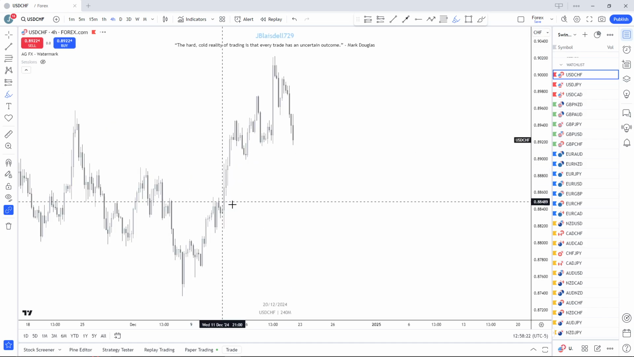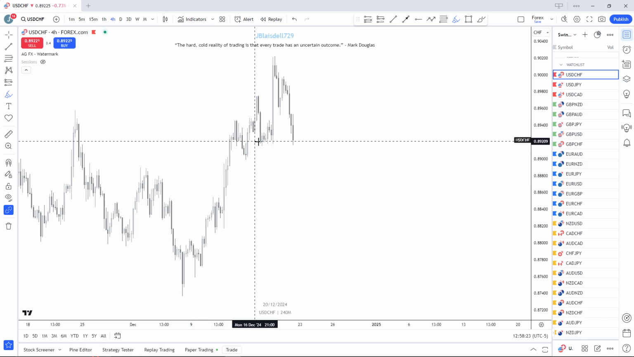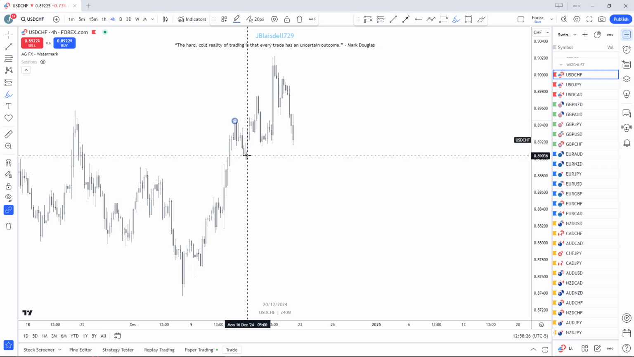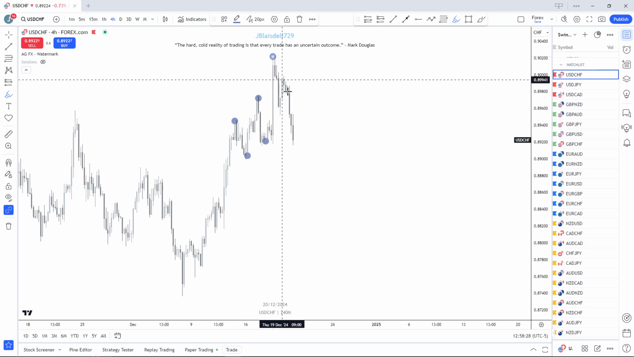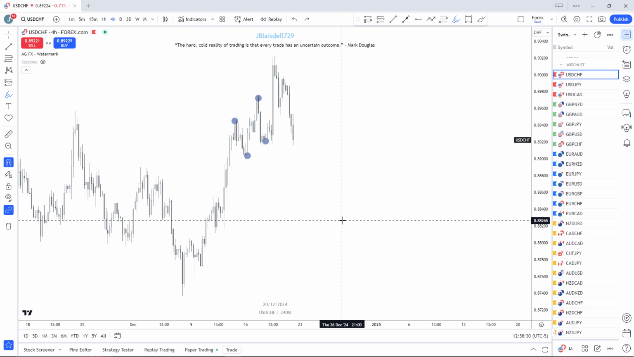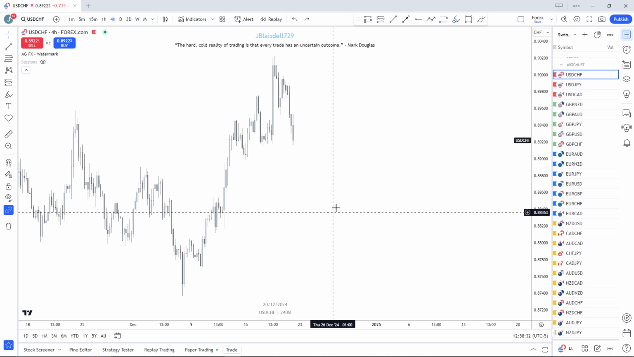USD Chef, I would say, yeah, the liquidity sweep is definitely lacking a bit here. I don't mind it, not a bad setup, just because following structure like this, but definitely a bit more aggressive for my liking.